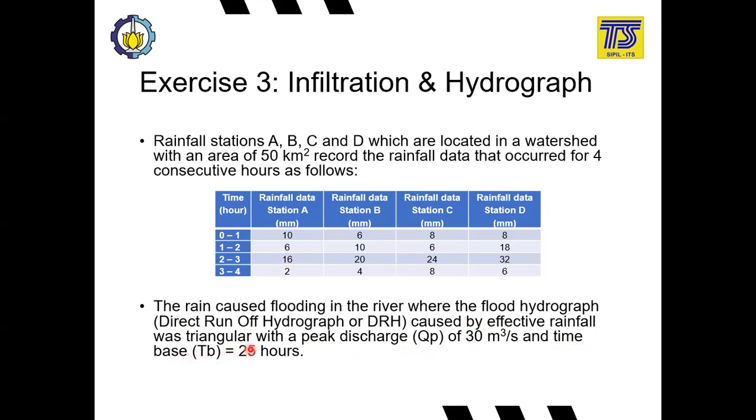So the hydrograph will be a triangular hydrograph with a peak discharge, QP, of 30 meter cube per second, and time base of 25 hours, which means the water flowing because of the rain since the beginning until the end. The water needs 25 hours to drain out 100% from the surface. So after 25 hours, there's no water left from the rain.